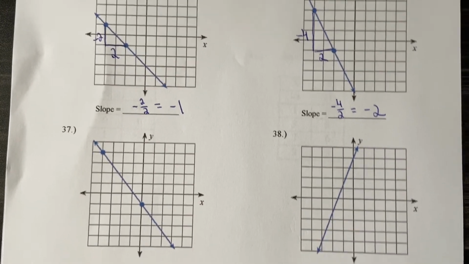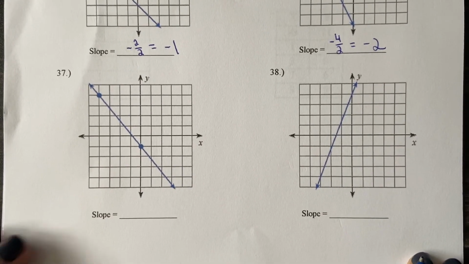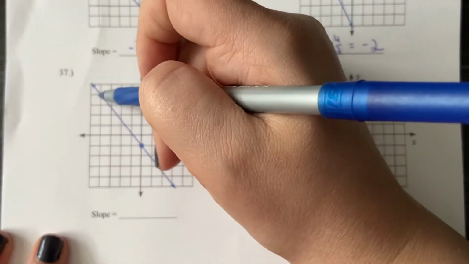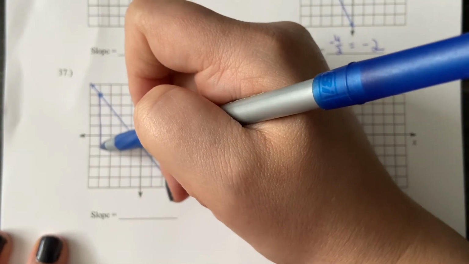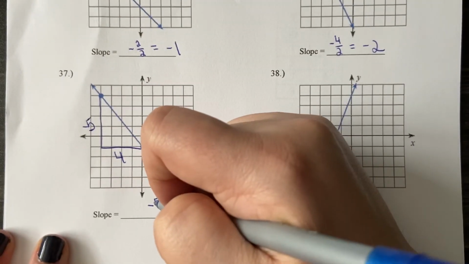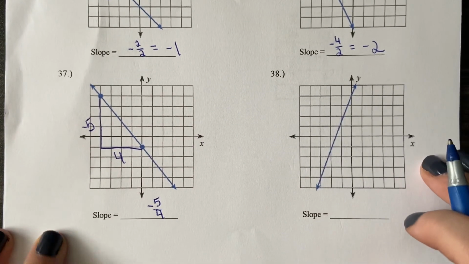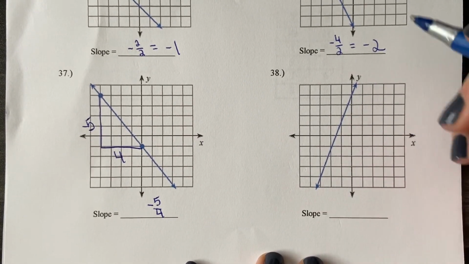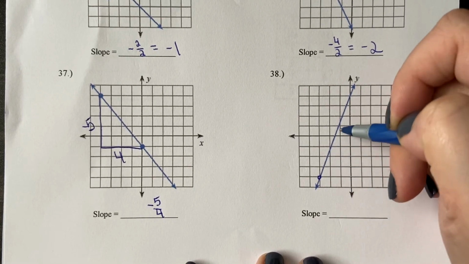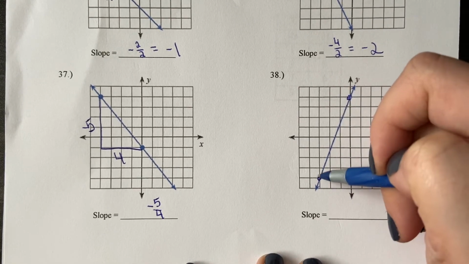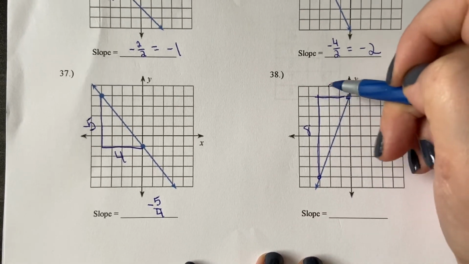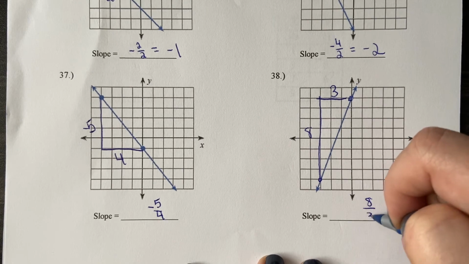Okay. Number 37, I'm going down, let's see, 1, 2, 3, 4, 5, right 4. So down 5, right 4 is a negative 5/4 slope. Number 38, they didn't mark the points this time, so just pick any 2 you want. I'm seeing this point and this one. So I'm rising up 8, and then I'm running 3. So this would be 8/3.